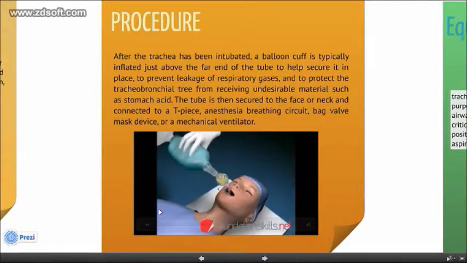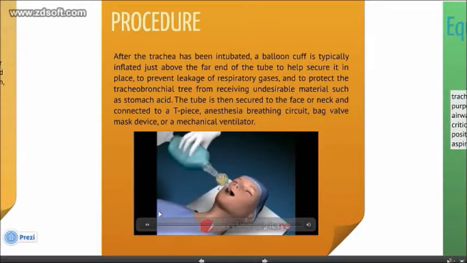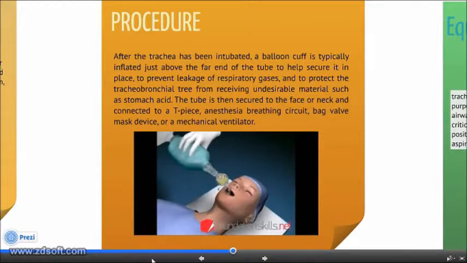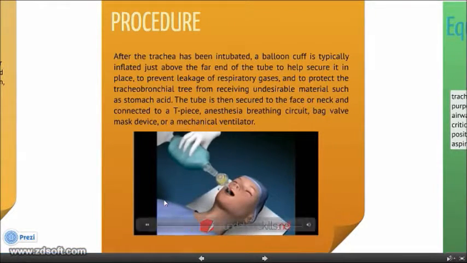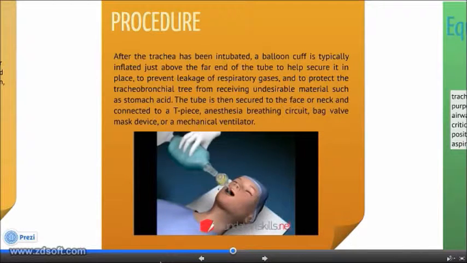Remove the laryngoscope and inflate the cuff with approximately 15 mils of air to prevent air leaking during ventilation. The tube is then secured to the face or neck and connected to a T-piece, anesthesia breathing circuit, valve, mask device, or medical mechanical ventilator. Attach the tube to the bag and valve apparatus and ventilate the patient with the oxygen flow on 12 to 15 liters per minute.